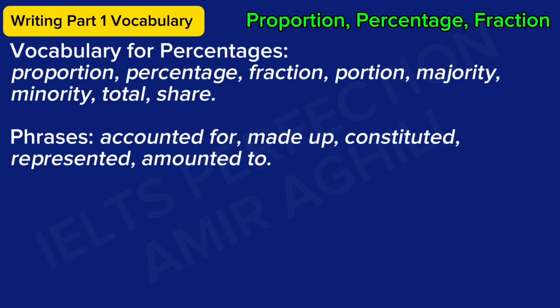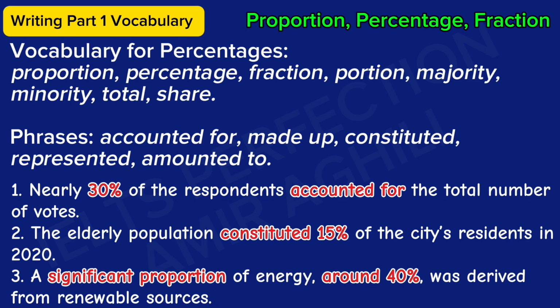For percentages, we use common vocabulary and phrases like proportion, percentage, fraction, portion, majority, minority, total, and share. And the phrases are accounted for, made up, constituted, represented, and amounted to. 1. Nearly 30% of the respondents accounted for the total number of votes. 2. The elderly population constituted 15% of the city's residents in 2020. 3. A significant proportion of energy, around 40%, was derived from renewable sources.